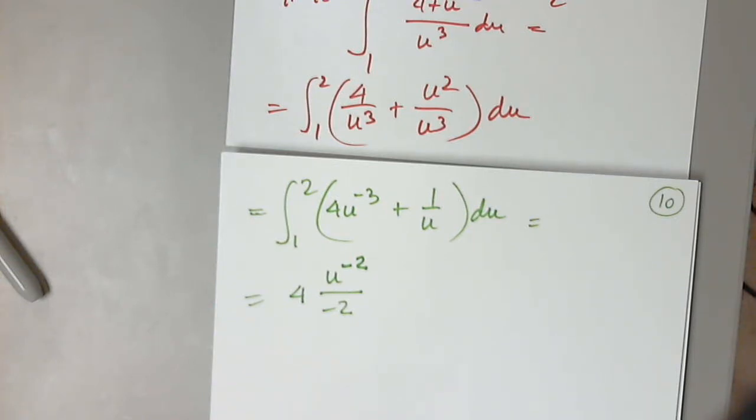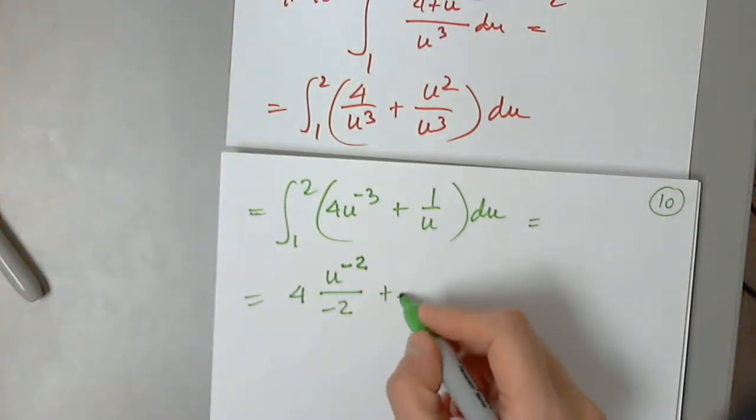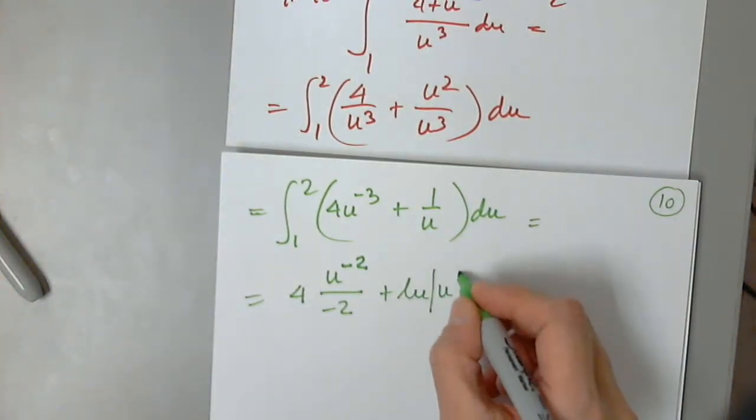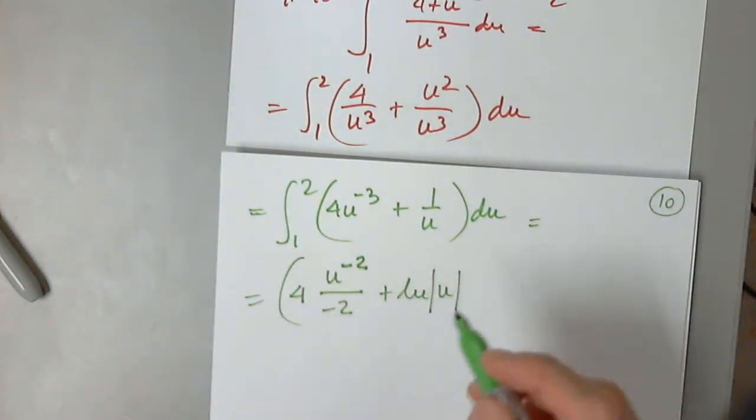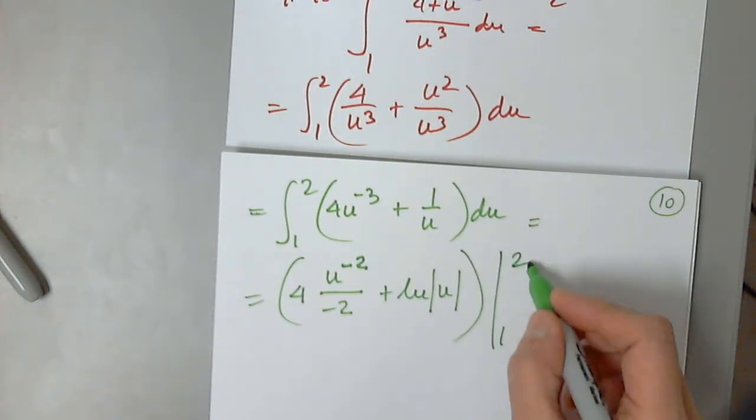Okay. And now, what do I do with 1 over u? Which function prime is 1 over u? There is only one function. Thank you, Sammy. Natural log. Well done. We're going to put this in absolute value, and I'll explain in a minute. From 1 to 2.